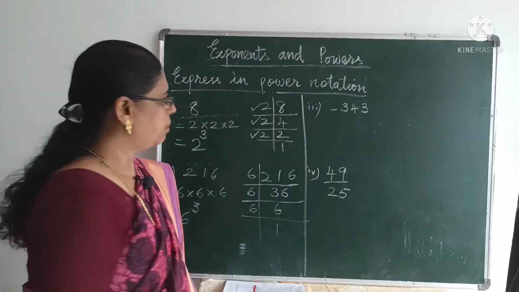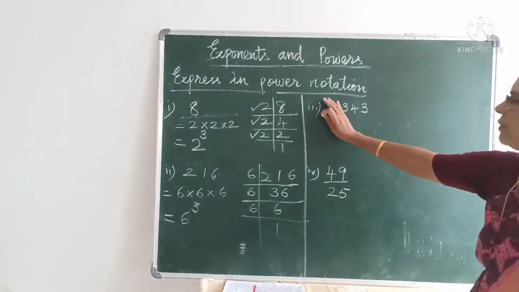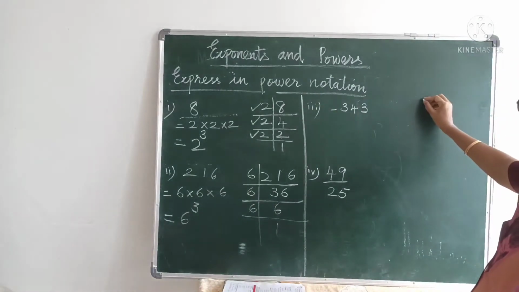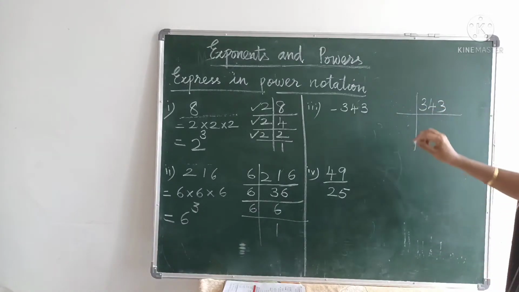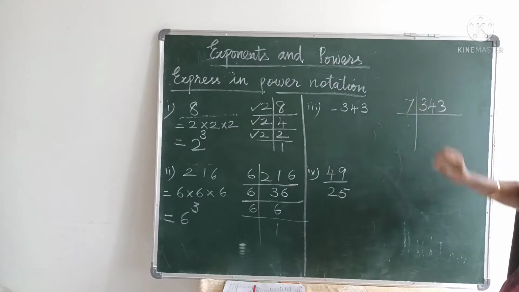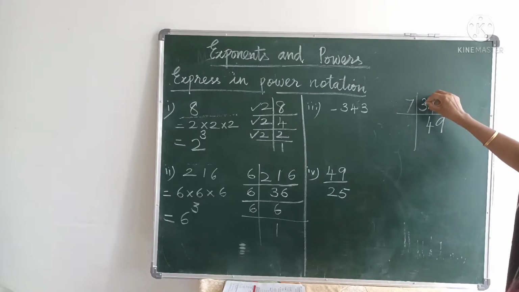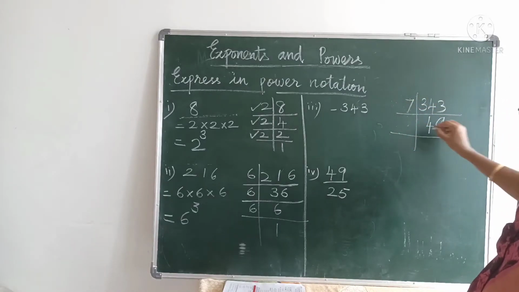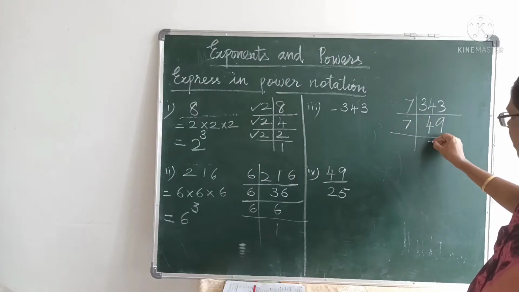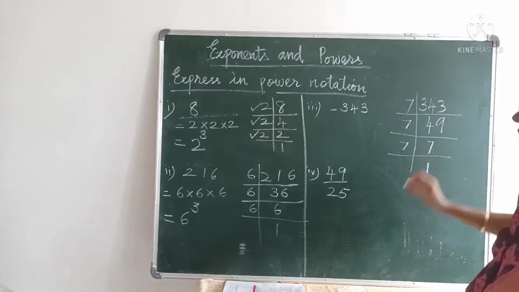Next one, minus 343. Now let us leave the minus sign, only factorize the numbers. 343 is divisible by 7. If you divide 343 by 7, the answer is 49. Again divide it by 7. The answer will be 7. Again divide 7 by 7. Answer is 1.